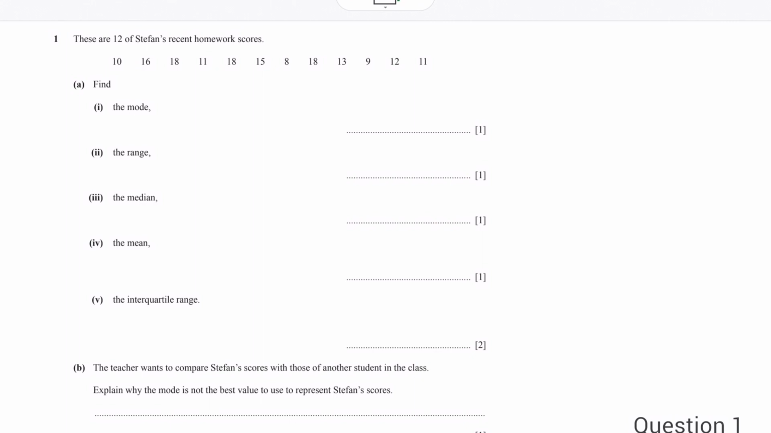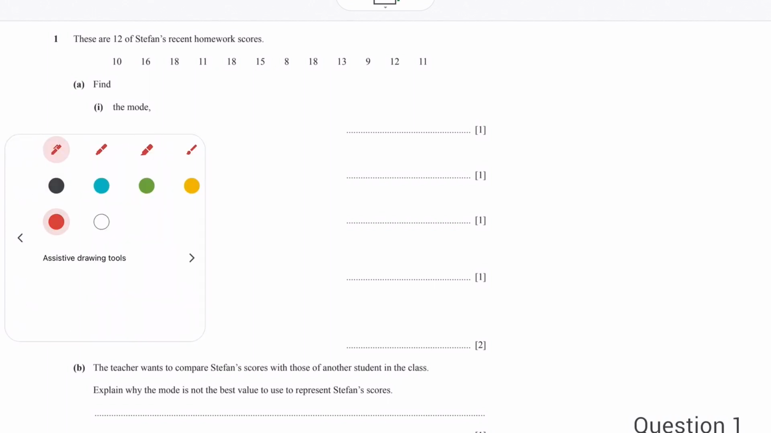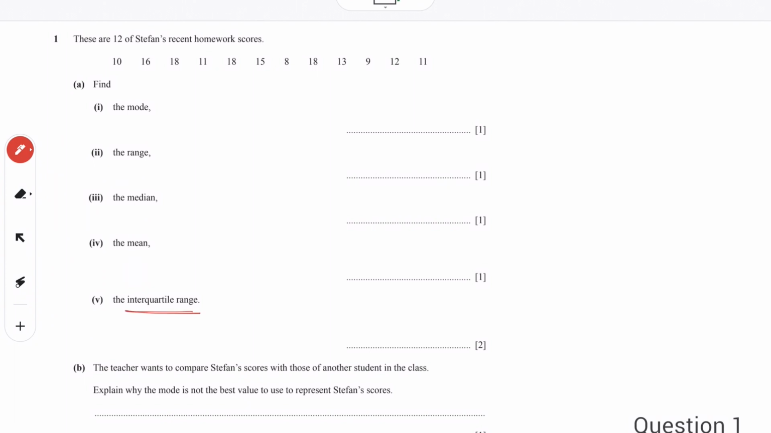So what we need to do first of all is put these in some kind of order, because we've got to find out the mode, the range, the median, the mean, and the interquartile range, which is probably the most difficult part of it. We've also then got a scenario at the end. So let's start with the mode.